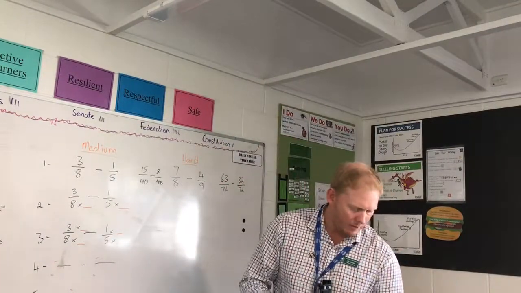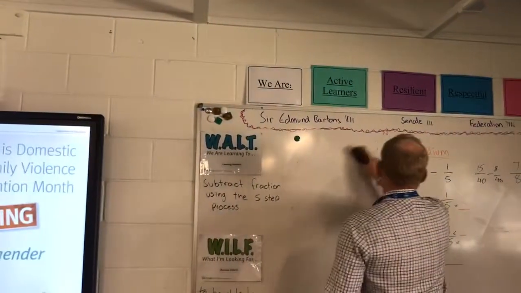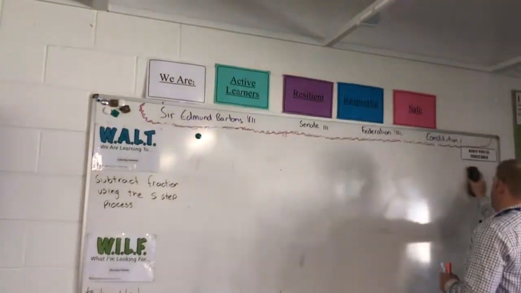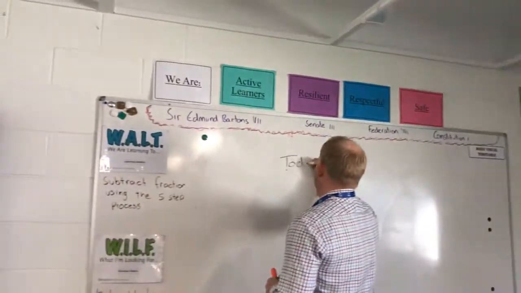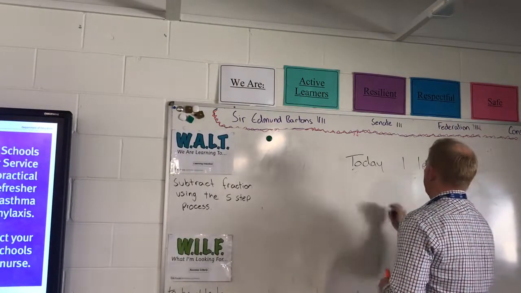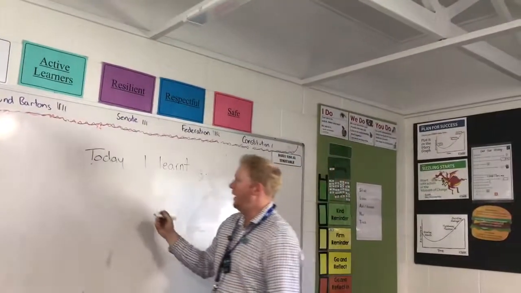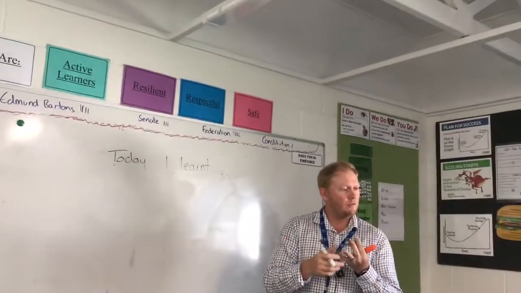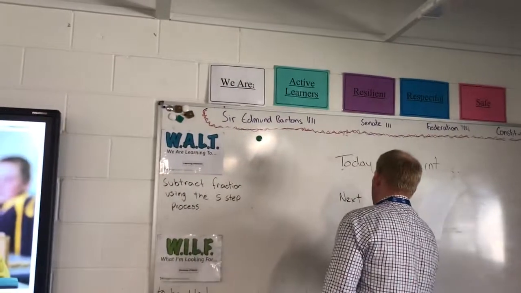Excellent. What a champion. Now, in your book, I would like you to finish with two things: an exit statement and a SMART goal. They're the last two things we'll do for today. So, today I learnt how to use the 5-step process. And my SMART goal, remember: specific, measurable, attainable, realistic, and have a time frame. So next, it's a SMART goal.